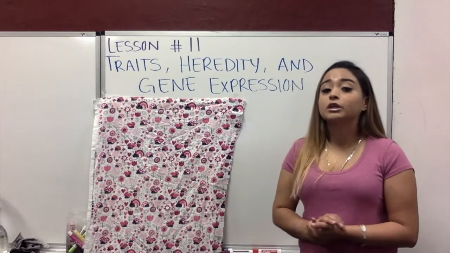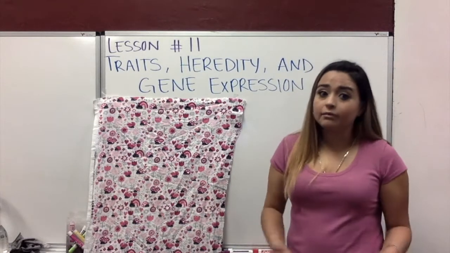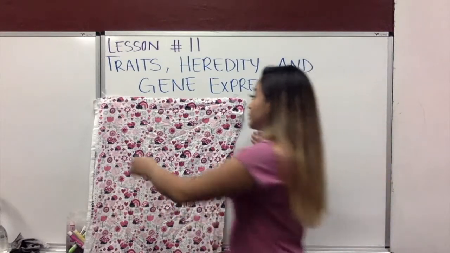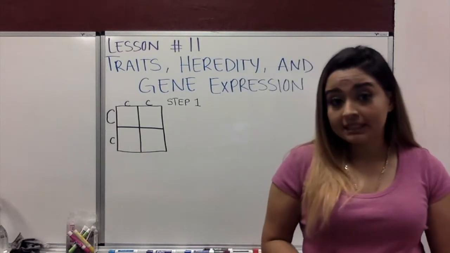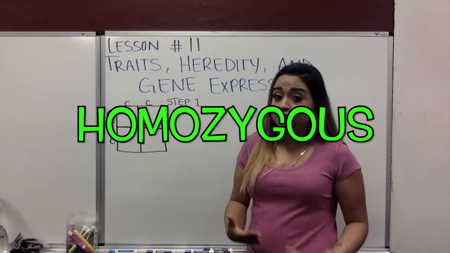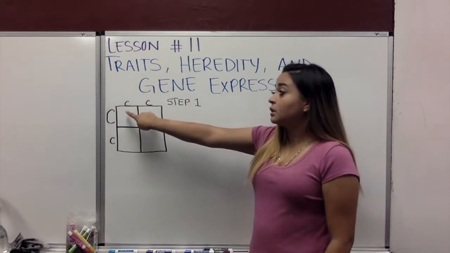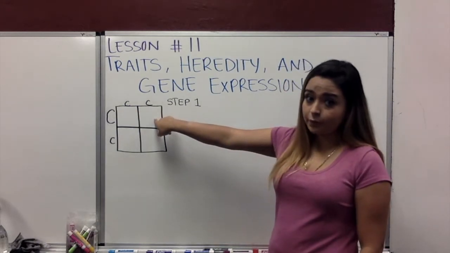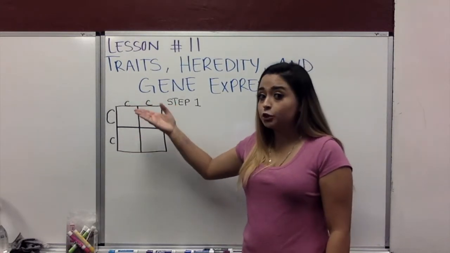For this example, we're going to do the trait of hair, like the type of hair that you would have, whether it would be straight, curly, wavy, whatever. Now, step 1. We are going to be representing the mother's genes as homozygous. If you remember, homozygous genes are two identical genes. They are represented on the top right-hand corner and on the top left-hand corner. Okay? We have two identical genes, which are represented as two lowercase c's.